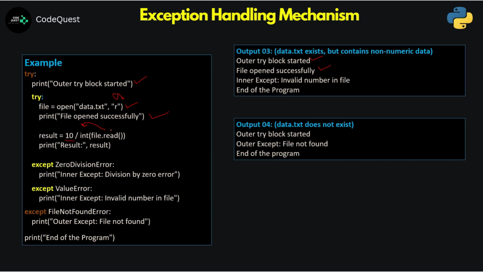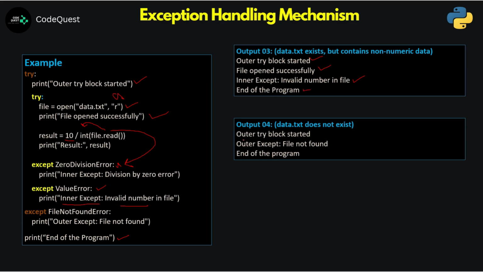Because an exception has occurred, the control first comes down to the ZeroDivisionError except block, but it does not match. Hence it brings the control to the next except block, which is ValueError. So the message inner except invalid number in file is what I'm going to get. And of course, the last statement, end of the program, is going to be printed.